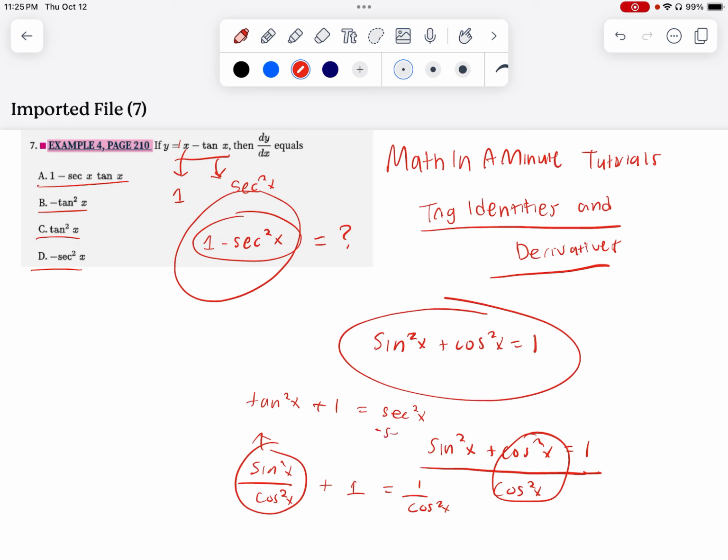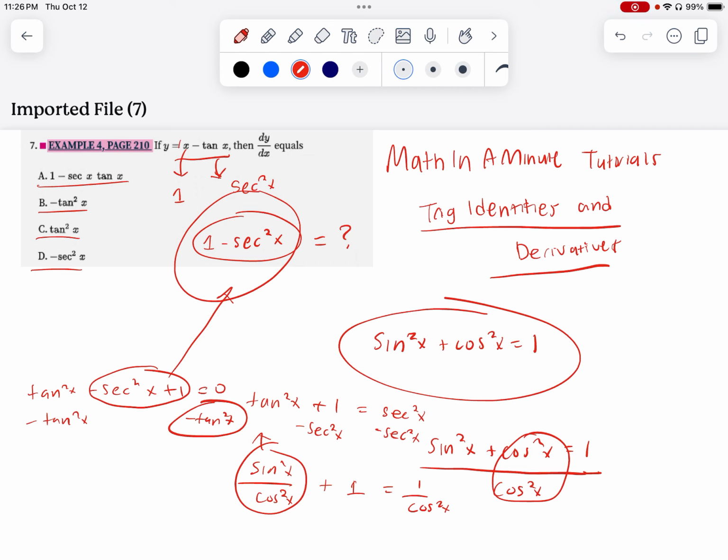Now what I would do is subtract secant squared on both sides, and so you're left with tangent squared x minus secant squared x plus 1 is 0, and obviously you should bring tangent squared to the other side to get your final answer. So these two match, and you can see that negative tangent squared x is your final answer.